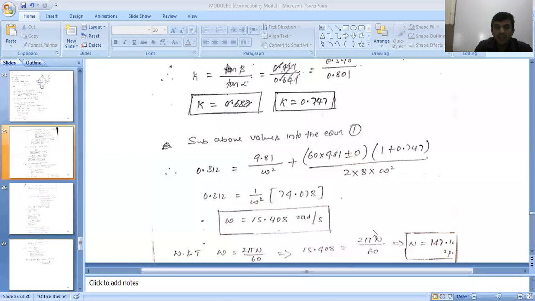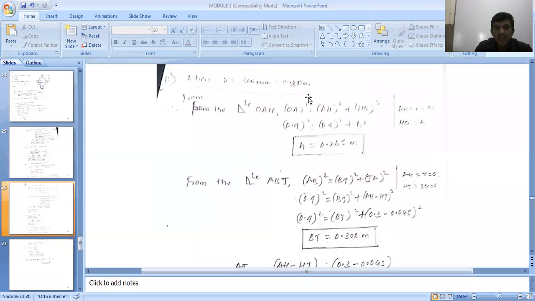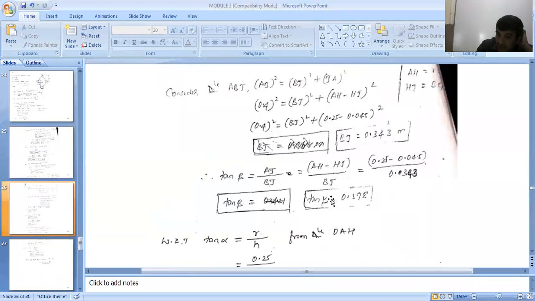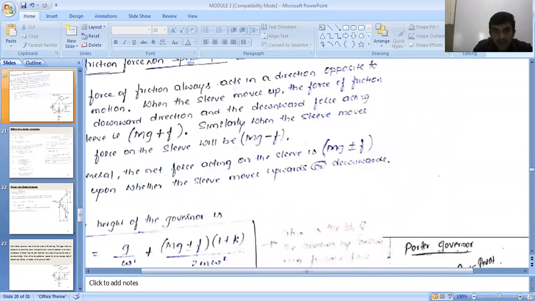Similarly, this is the first case, where you considered R is equal to 250 mm. Similarly, go ahead. When R is equal to 300 mm, 0.3 meter, follow the same procedure and tell me the answer. Until then, I'll take the attendance. Only 1 minute is there.